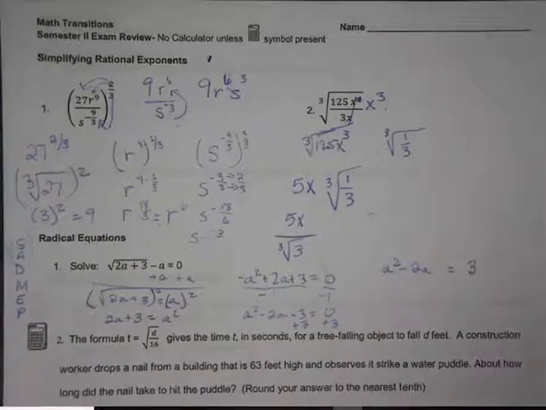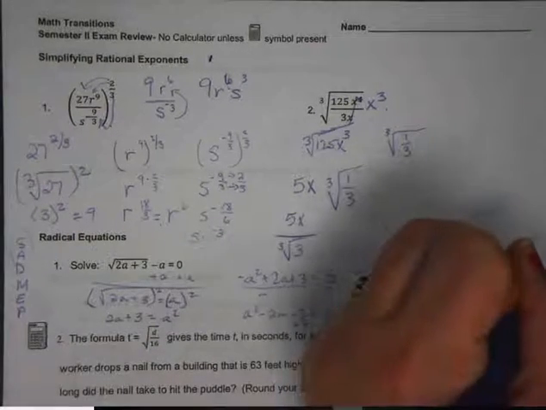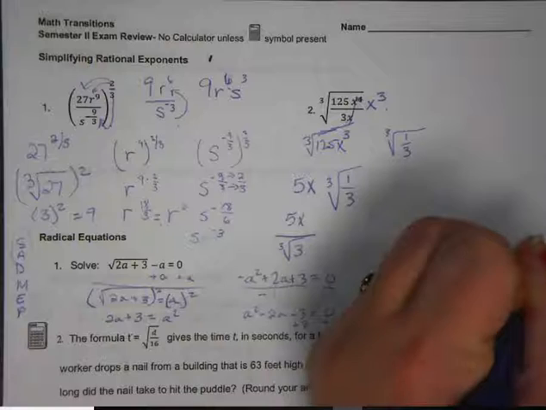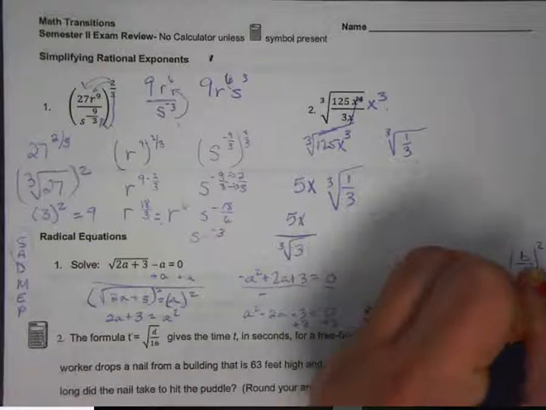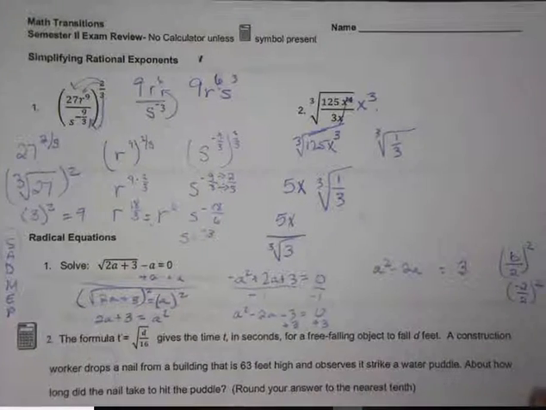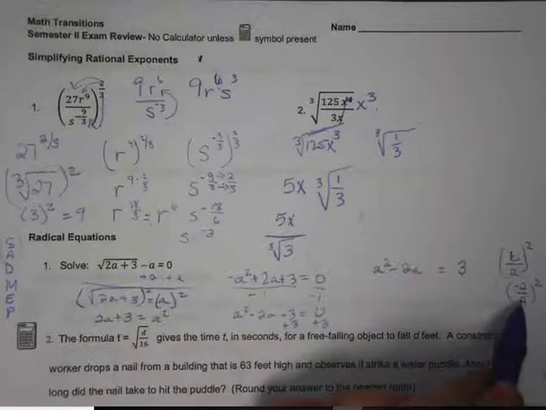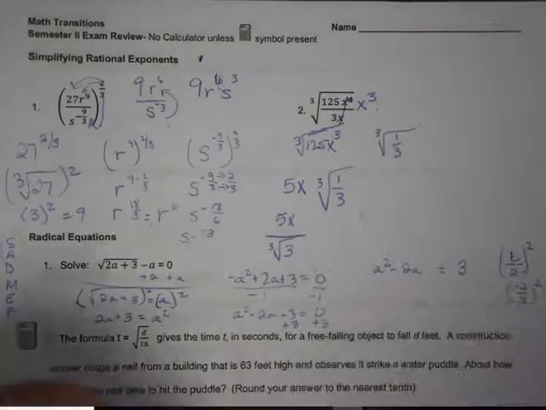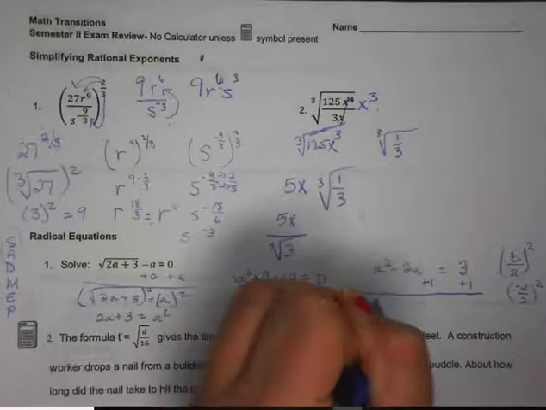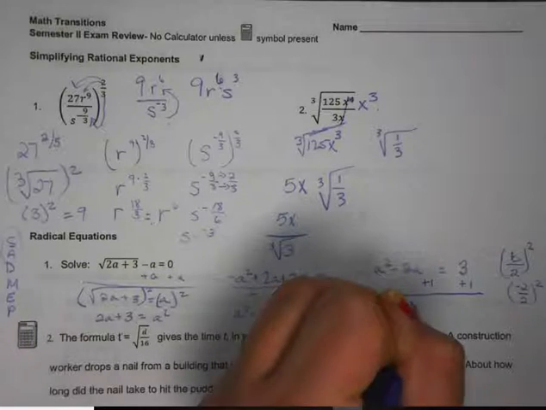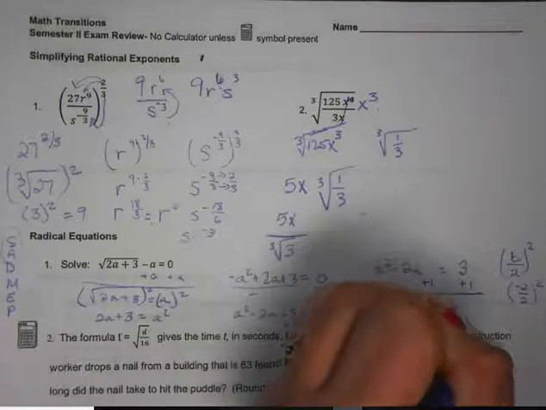Now then we are going to add to both sides b over 2 squared. So negative 2 over 2 quantity squared. All right? So negative 2 over 2 is negative 1. Negative 1 squared is 1. So we're just going to add 1 to both sides. And that's going to give me a squared minus 2a plus 1 equals 4.